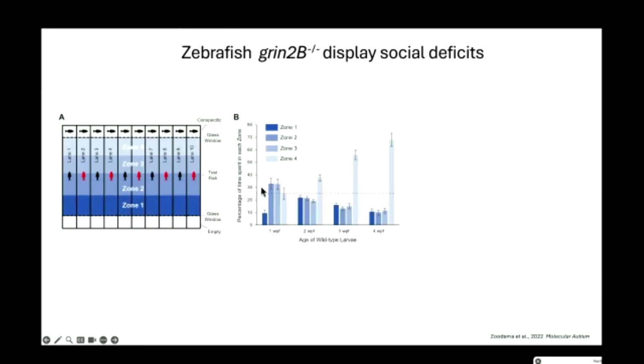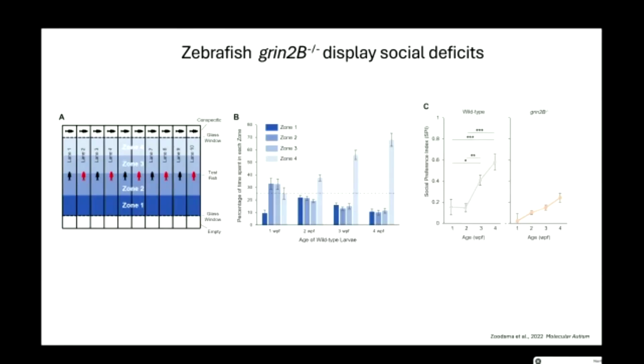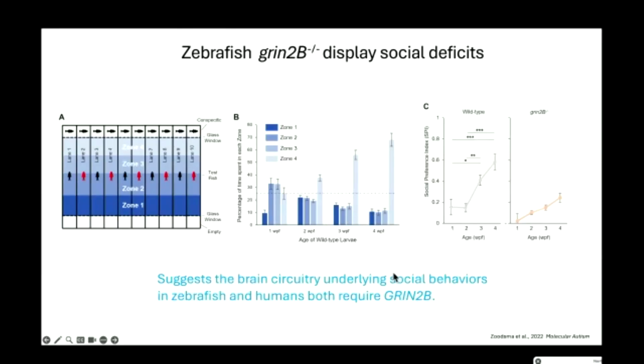If you do that with a wild type fish over the course of development, looking at the first 4 weeks of development, what you see is that somewhere between the second and third week, these fish begin to develop a social preference that becomes even stronger at 4 weeks post-fertilization. That's just shown here as a social preference index. If we do the same thing with a GRIN2B knockout fish, what we see is that they fail to develop that same social preference. So that suggests that obviously, humans are much more complex, no question about it.